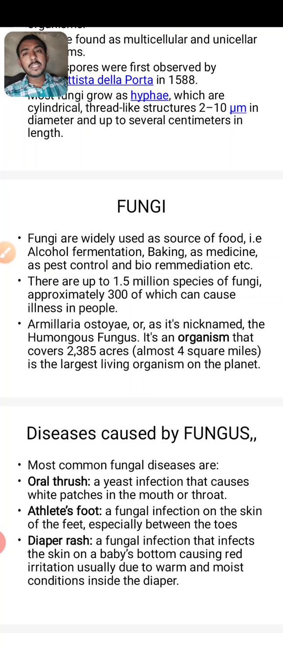It's also used in bioremediation. Now what is bioremediation? Bioremediation is a technique of resolving and cleaning up pollution with the help of biological entities. Bacteria could be used, fungi could be used, plants could be used. There are also some specialized types of animals which can be used for the same purpose of bioremediation.